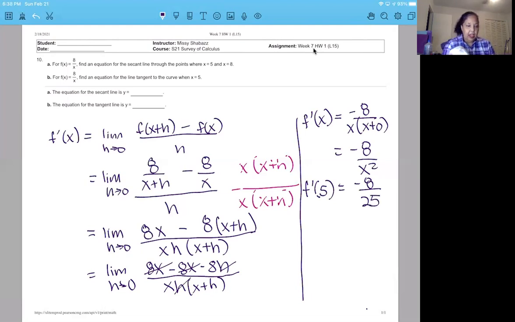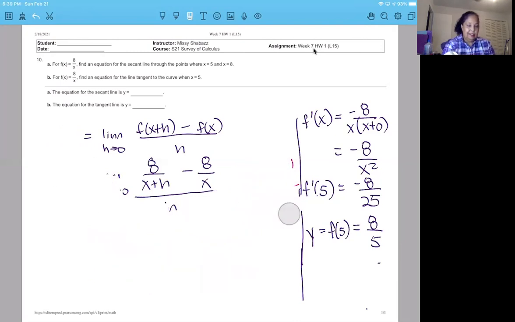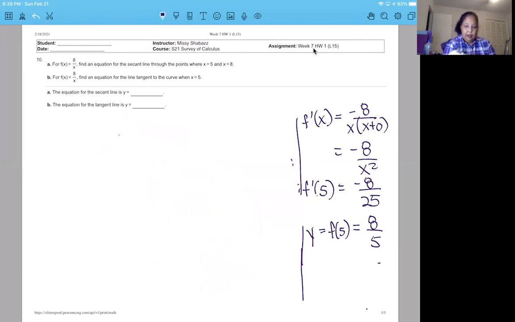And now I also need to find the point, right? So the point is when y equals f of 5. So the y value is f of 5, which is 8 over 5. All right, so now I have a point and a slope. So my point is (5, 8/5), and my slope is equal to negative 8 over 25. All right, so let's plug into y equals mx plus b so we can find our y-intercept. Y is 8/5.